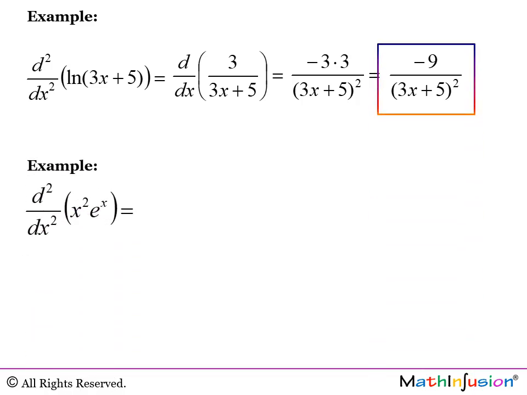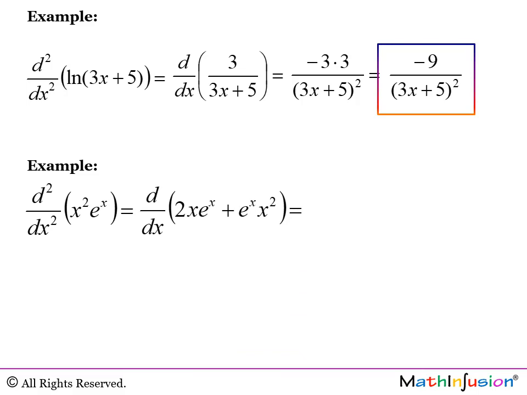Another example. The second derivative of x to the power of 2 times e to the x. Product rule can be really nasty when you have higher derivatives, but I will show you a way to make it a little bit better. So this is the derivative of the first derivative. For the first derivative, we are using the product rule.